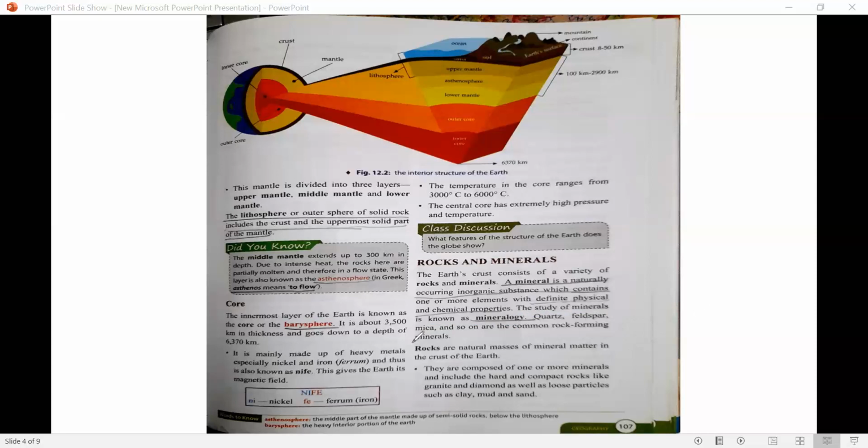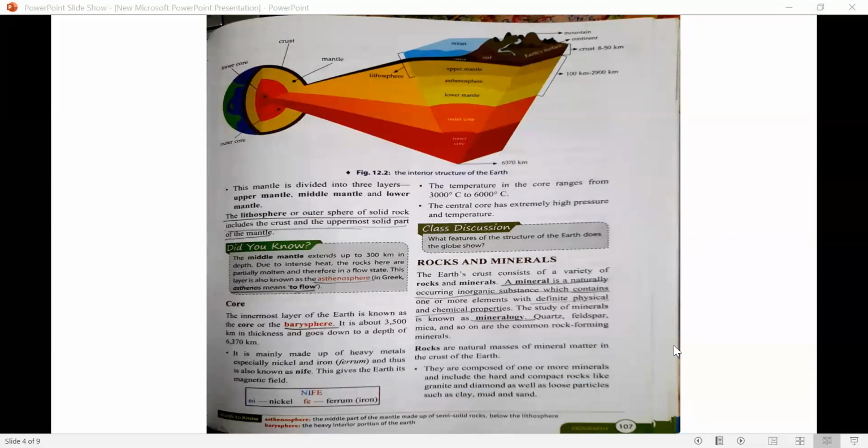Yes, if we take a further look, rocks are natural masses of mineral material in the Earth's crust. Now, what are rocks? The rocks are the natural masses of mineral matter in the Earth's crust. They are composed of one or more minerals, and include the hard, compact rocks like granite and diamond. Also, the soft or loose particle rocks, such as clay, mud, or sand. Okay, these are also some types of rocks.